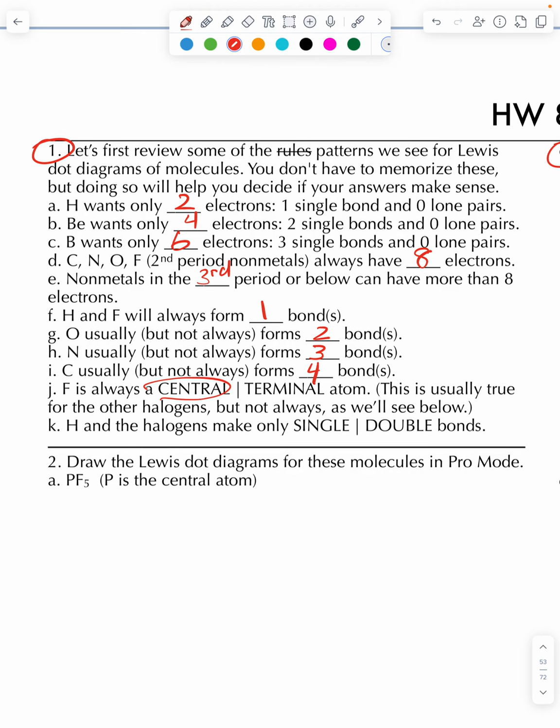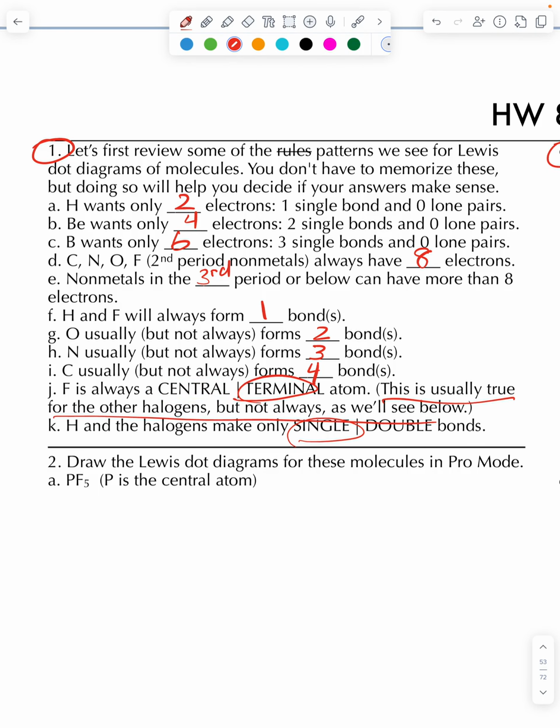Fluorine is never a central atom. It will not want to be... I'm sorry, I was thinking ahead to talk about the other halogens. Fluorine will always be a terminal atom. Hydrogen and the halogens always form single bonds. I was going to say that the other halogens could be a central atom. That's what I said here.